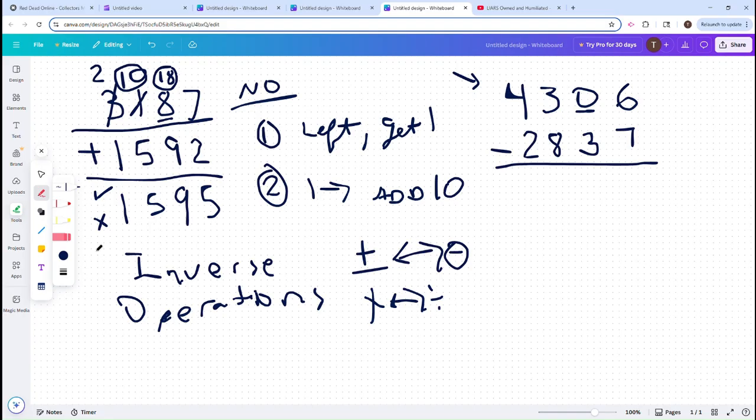Equations, plug in the number that you found for the missing number. Subtraction, use addition. Addition, use subtraction. Multiplication, use division.